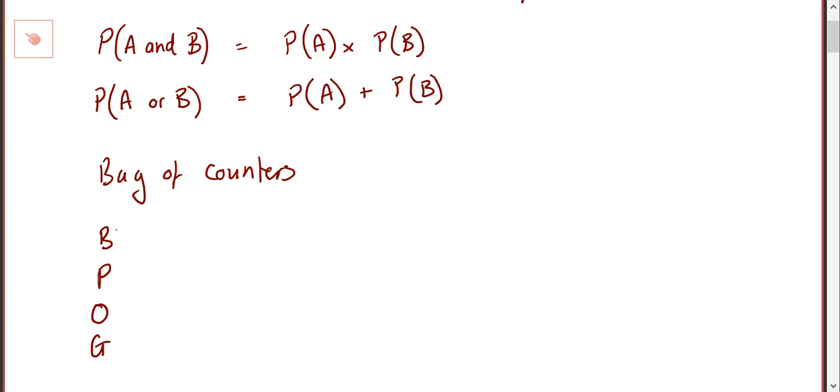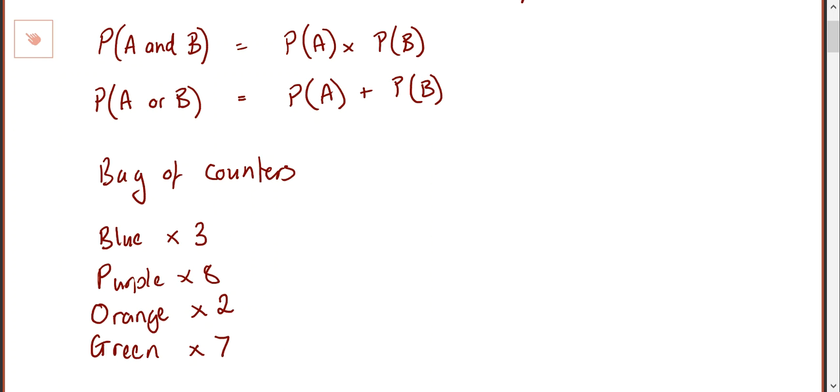How many blue counters are in the bag? 3. How many purple? 1. How many orange? Why don't I put a separate? How many did you want? 2. You're so demanding. You're just dictating everything. And green? 7. Okay.